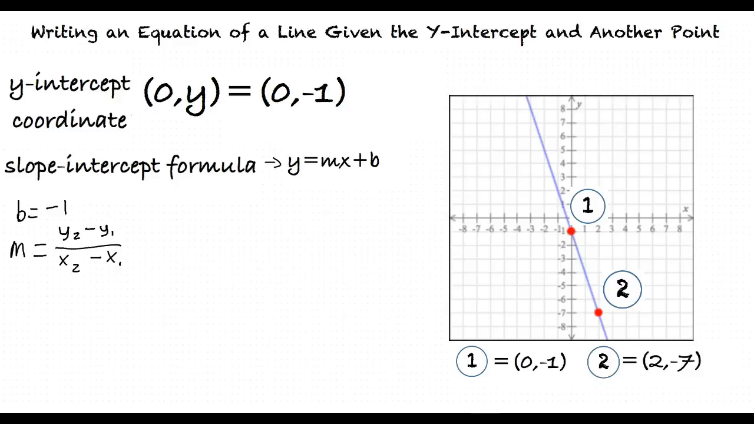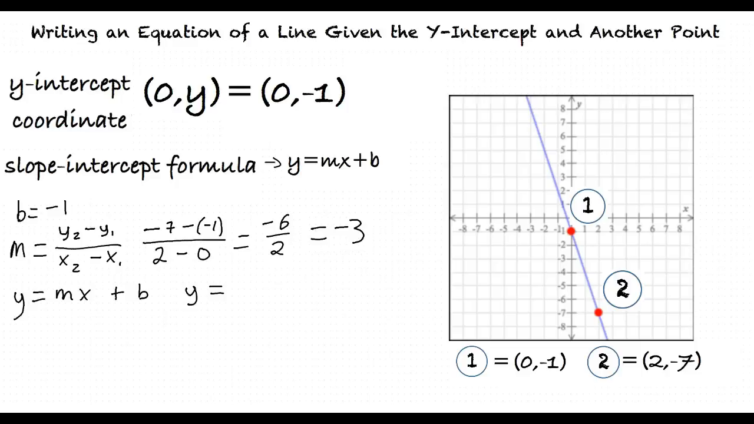So now we will substitute our values into the slope formula, resulting in (-7 minus -1) over (2 minus 0). Does this mean that when we simplify, we'll have -6 over 2 for our slope, which reduces to -3? That's right. The slope is -3, and this value is represented by m in the slope-intercept formula.